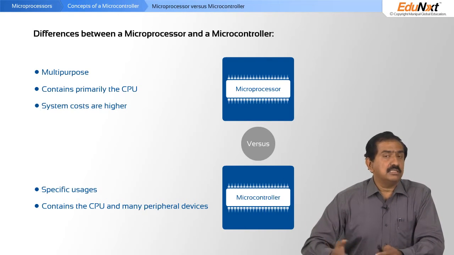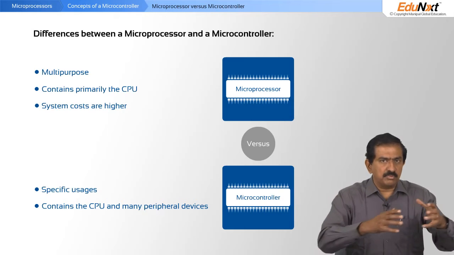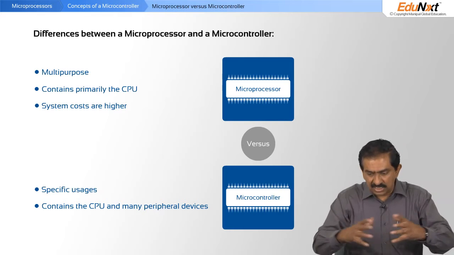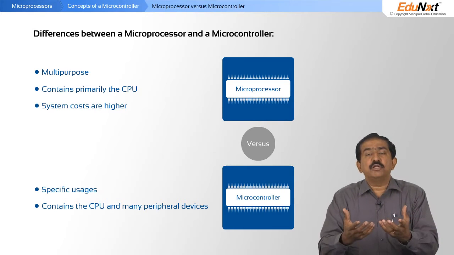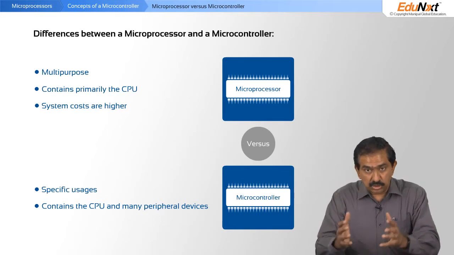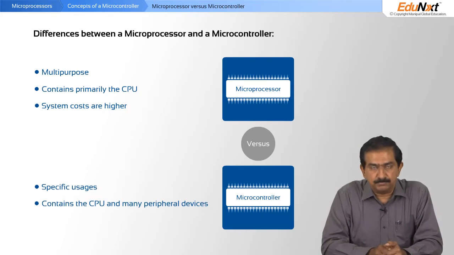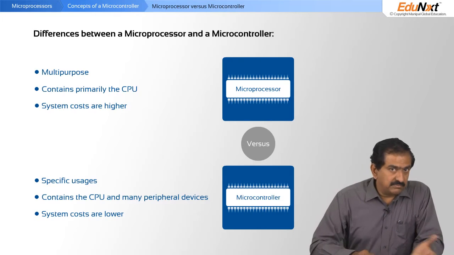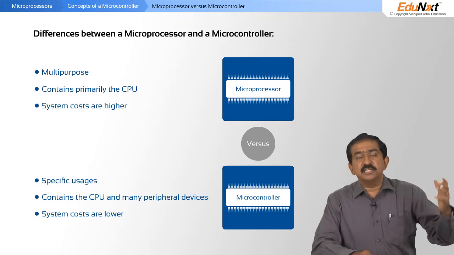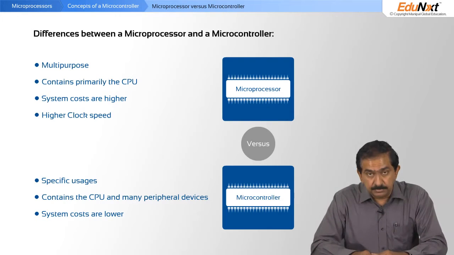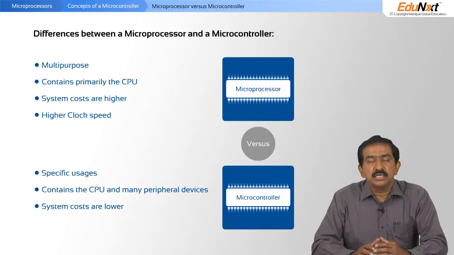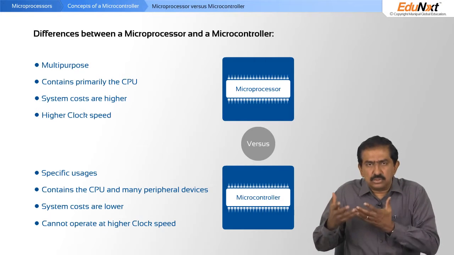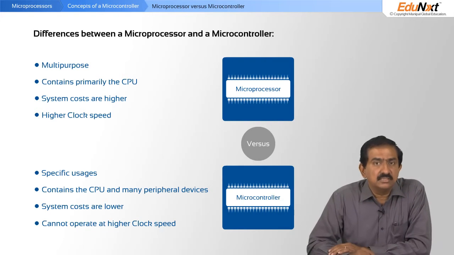System costs are higher in the case of a processor, right? Because you remember, the microprocessor has to have all these other things on the same PCB or connected through some kinds of wires before it becomes useful. A microcontroller, all of that is integrated into one IC. System costs are lower in a microcontroller. The advantage of a microprocessor, on the other hand, is that it has much higher clock speed. A microcontroller cannot operate at those kinds of clock speeds, primarily because it gets slowed down by the peripheral devices that it has.